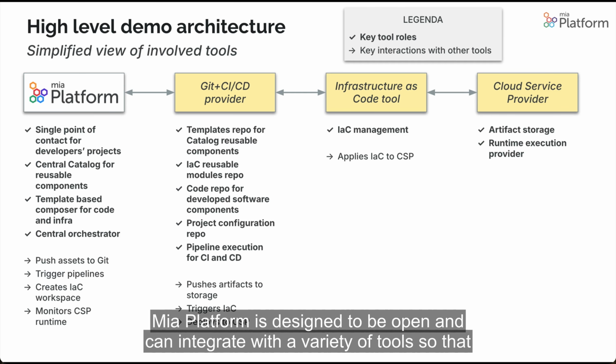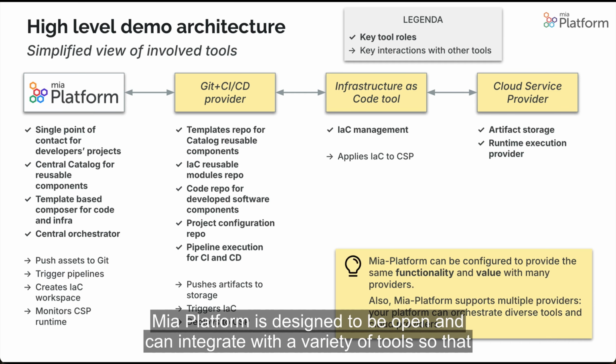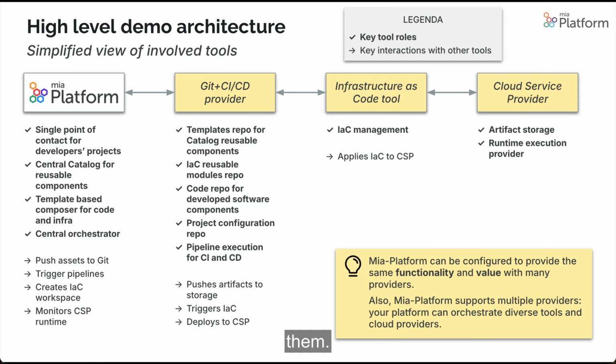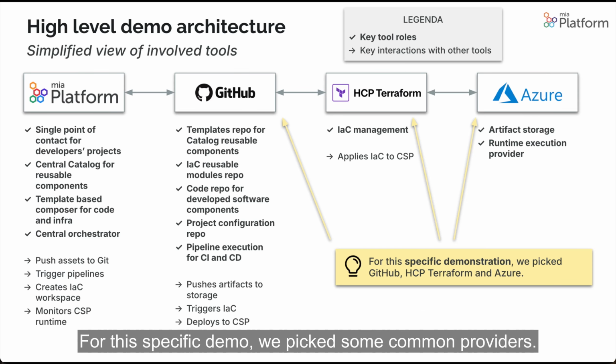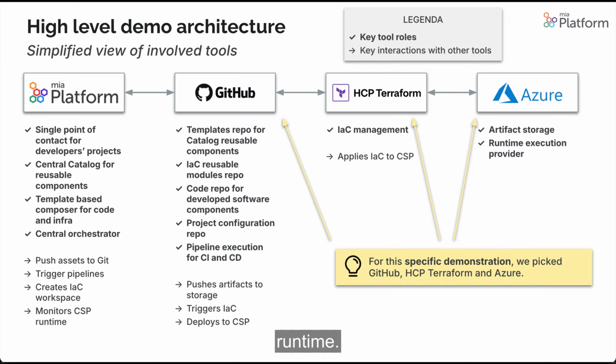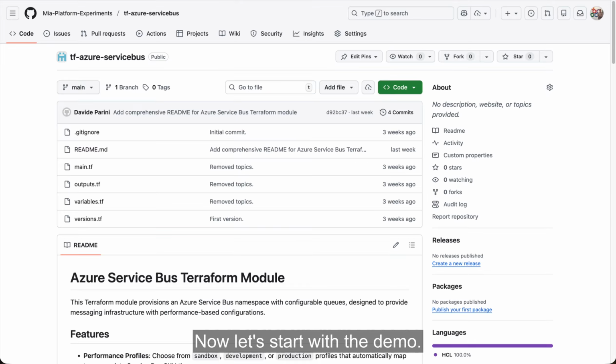Mia Platform is designed to be open and can integrate with a variety of tools, so that enterprises that already have some of them, which is the most common case, can just plug them. For this specific demo, we picked some common providers: GitHub for repository and CI/CD, HCP Terraform for infrastructure as code, and Azure for runtime. Now, let's start with the demo.